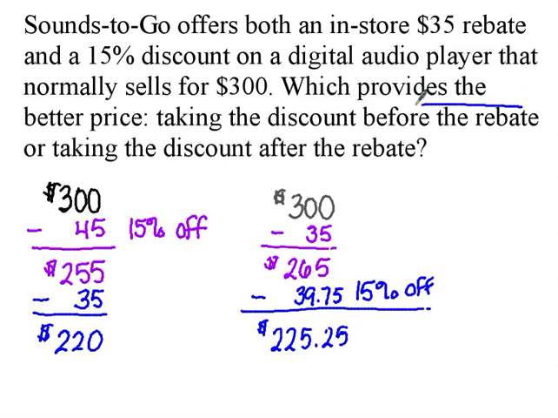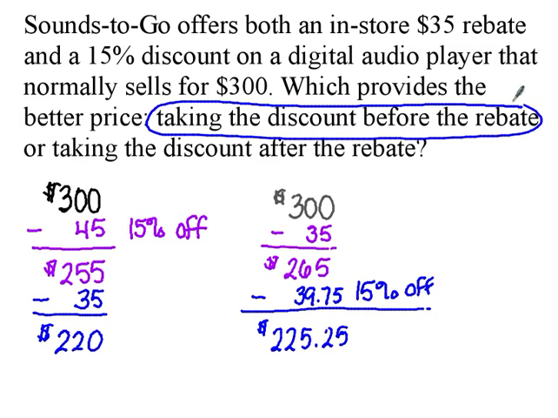So which is the better deal? Yep, taking the discount before the rebate. Why? Because you're saving $5. This is the thing. You're taking 15% of a bigger amount. Here we took 15% of 300. Here we took 15% of 265. So it's better to start with the bigger amount and take the percent off first, because you're always going to get $35 off regardless. Okay?